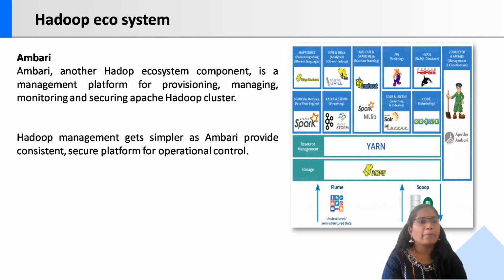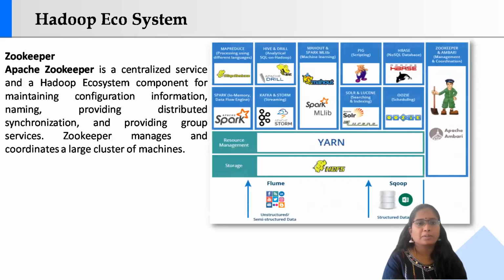And the next component is Ambari. This is for managing, monitoring, and securing Hadoop clusters. It mainly provides a consistent and secure platform for Hadoop systems. The next component is Zookeeper. This is a centralized service component mainly for configuration, helping with distributed synchronization, and maintaining group services to coordinate large clusters of machines.